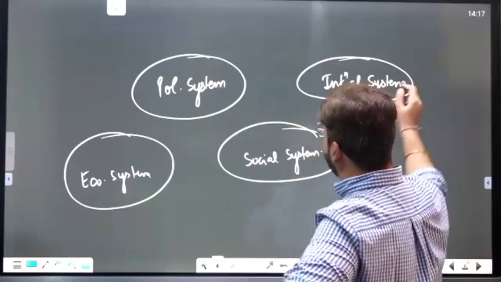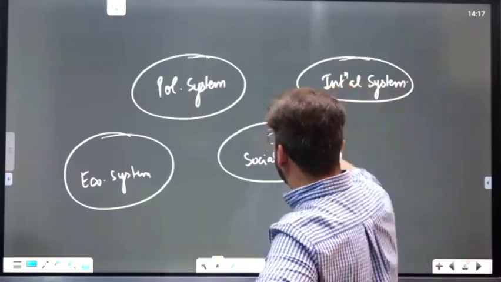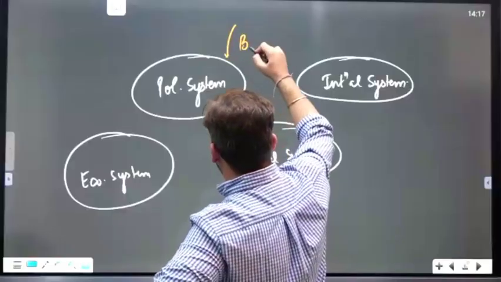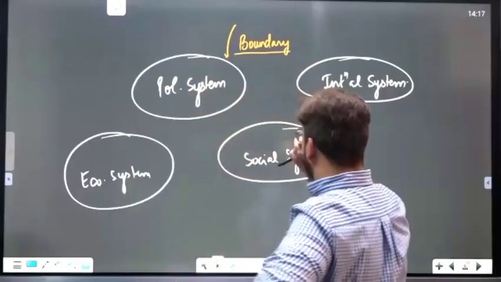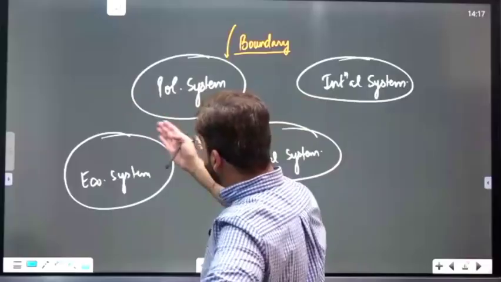Now, every system comes with a boundary. There's a concept of boundary. So, concept of boundary is like I want to distinguish this system from this system. So, my political system has a boundary.